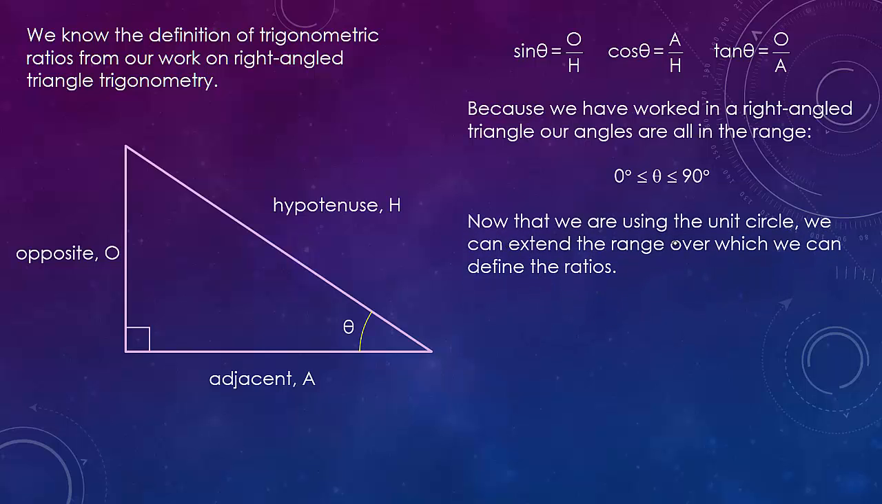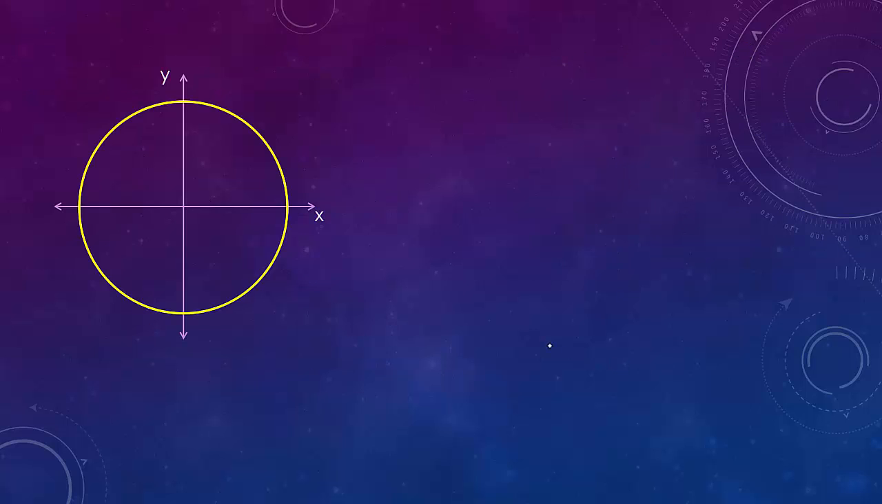Now that we are using the unit circle, we can extend the range over which we can define the ratios sine, cos and tan. And I can't stress how important this is in mathematics. So what we're going to do is look at each of the four quadrants. This is going to take a while. It's not that straightforward and it's very important to understand. So please take time on this.